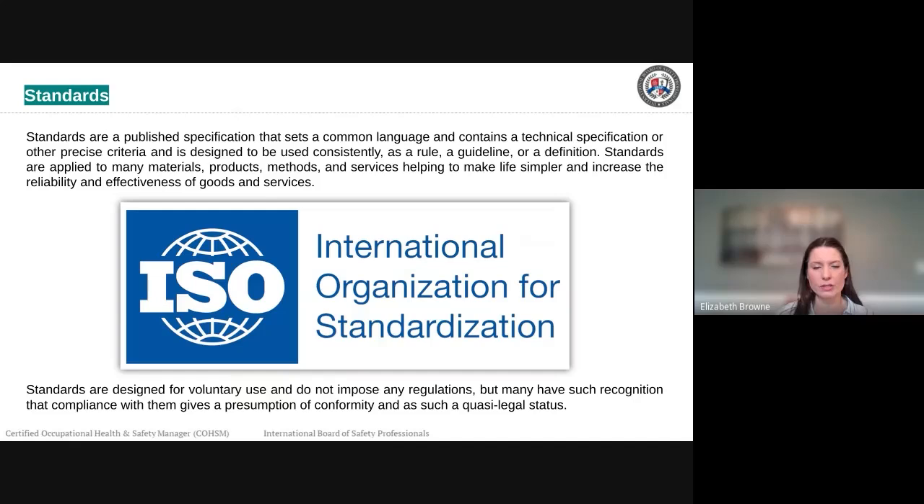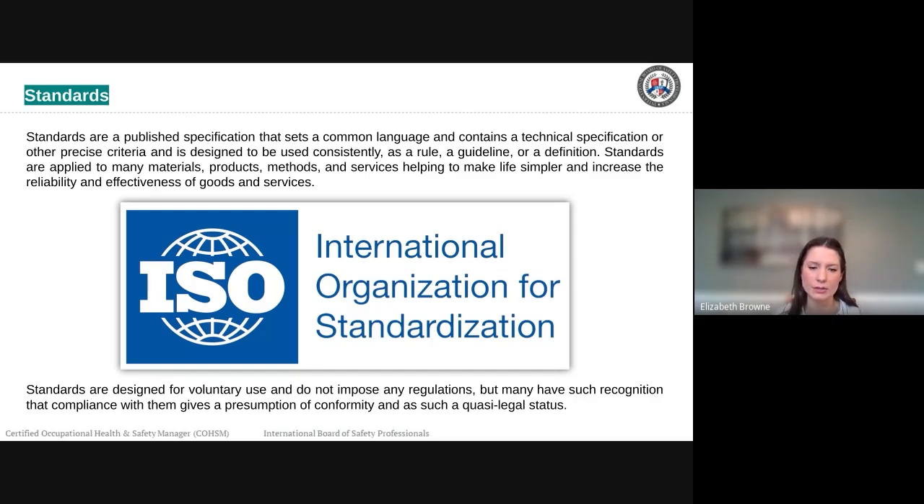All right, then we have standards. These are published and specific, and they give us a common language and technical specifications using precise criteria that's designed to be used consistently. As you can see here, we have this organization, the International Organization for Standardization. These are not laws, but they give us rules, guidelines and definitions that we're able to use throughout the world to ensure that we're all working towards a standard set of materials, products, and methods, that we're all speaking the same language in a way. This helps to make life simpler and increases reliability and effectiveness of goods and services that are sold throughout the world.